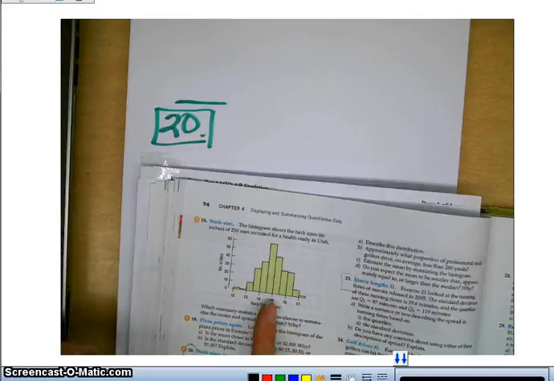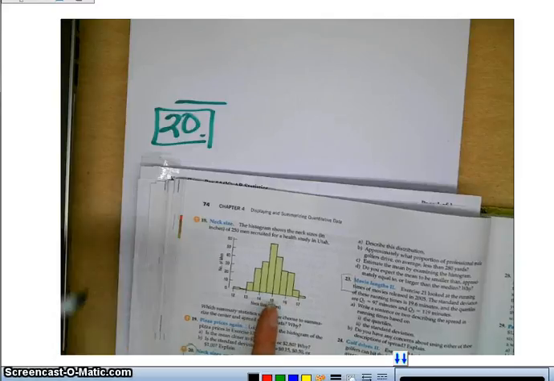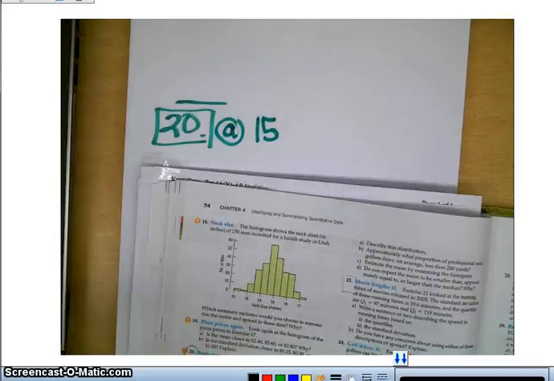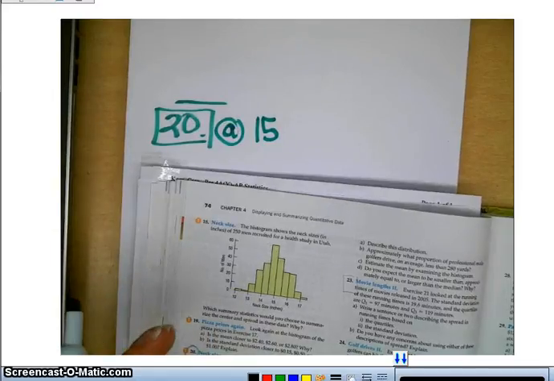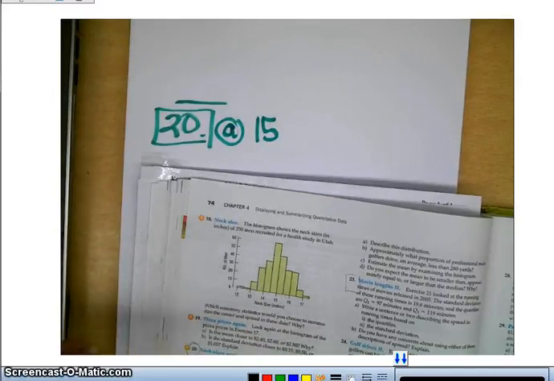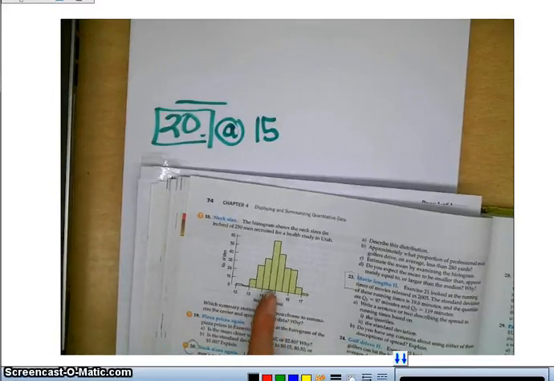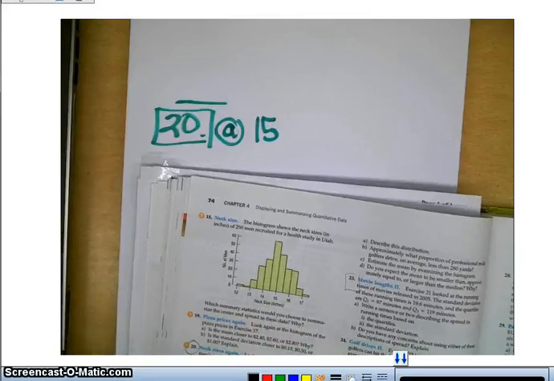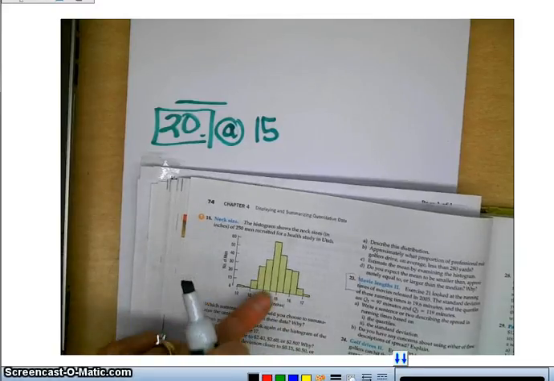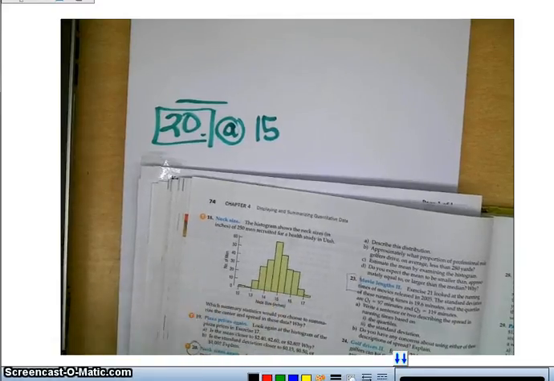Do you think 15 would be a better place to balance it, or 16? 16 definitely is a bad idea, and 14 is a bad idea. So I would say 18A would be 15. The mean is the balancing point. If I were to put my finger under here and I had to balance this whole set of data on my finger, it had to stay horizontal.